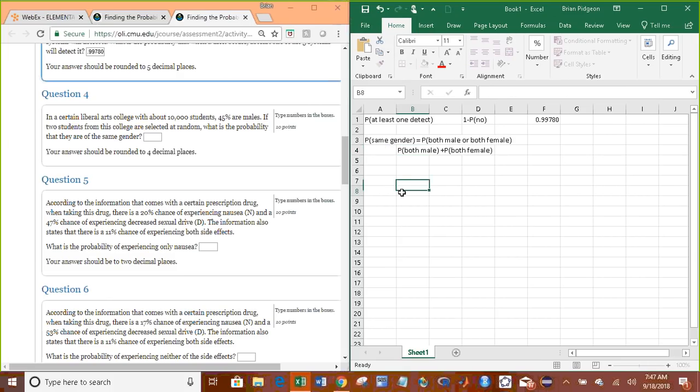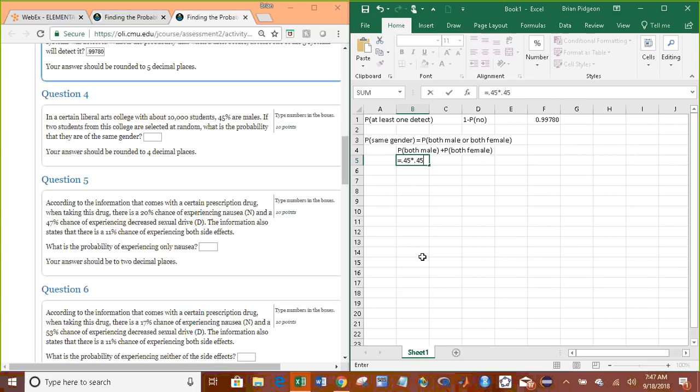So, what we're going to do is this. There's a 45% chance of getting a male, so 0.45. Because we're selecting from a large population, we can assume independence. So we're going to say this is probably really close to a 45% chance of another male. And because they're independent, we're just going to multiply.